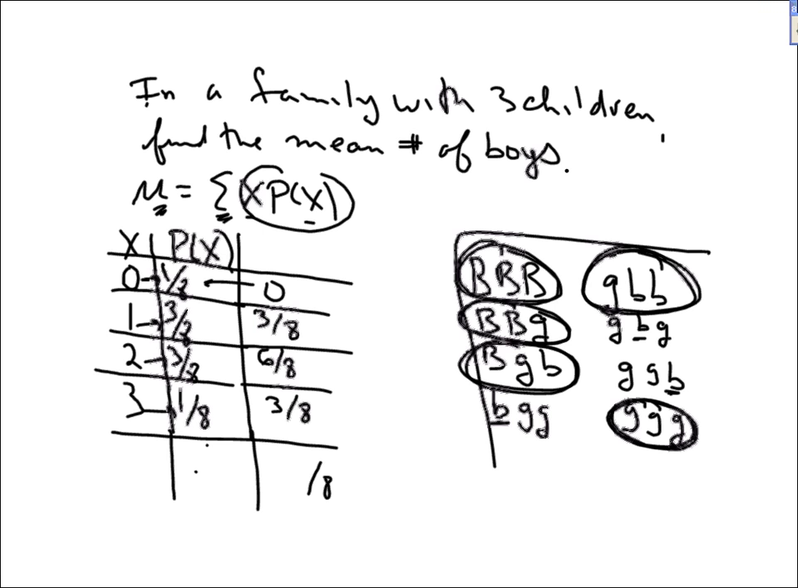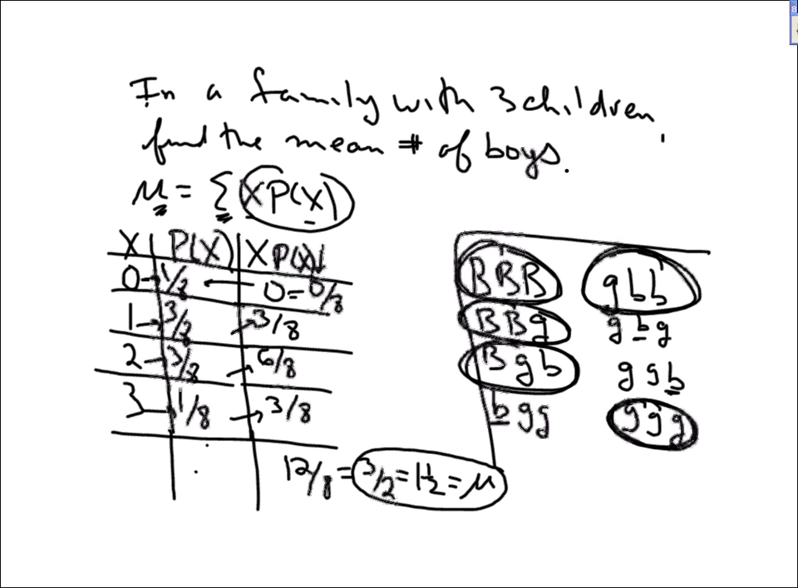Everything's over 8. 0 plus 3 is 3, plus 6 is 9, plus 3 more is 12. Divide top and bottom by 4 and get 3/2, which is 1.5. Let me just label the heading, x times p of x. The average number of boys that you will have in a family of 3 is 1.5.